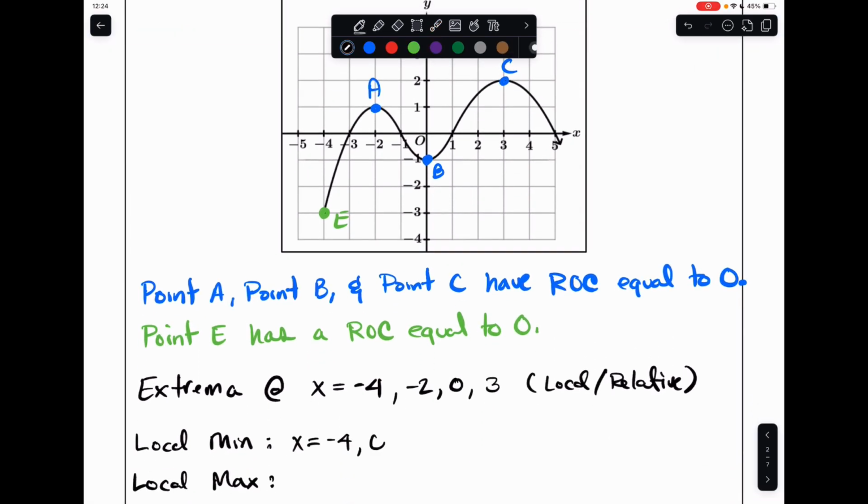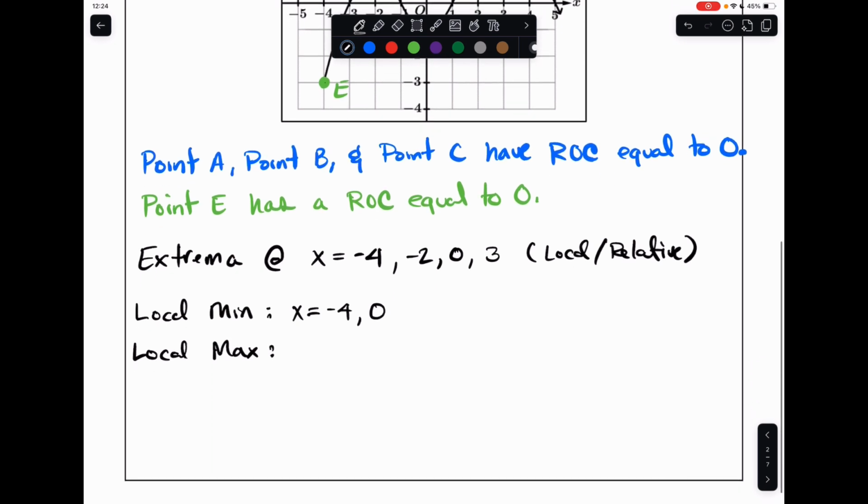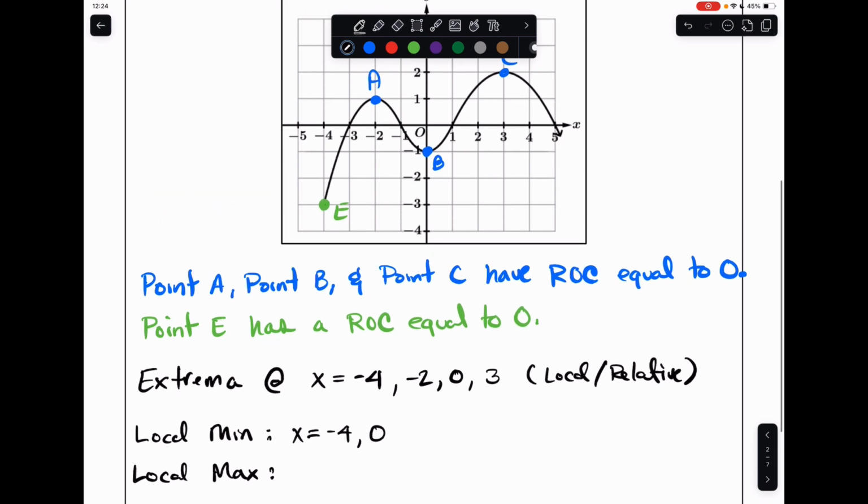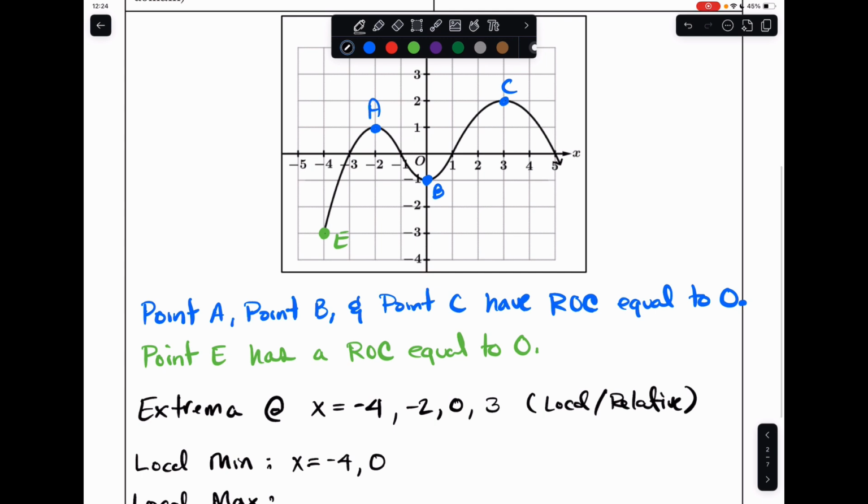And point B is located at x is equal to 0. So our local minimums are located at x equals -4 and at 0. Where are the local maximums located? Well, that would be at point A and at point C, because relative to the points immediately around it, those 2 points happen to have the highest y value.